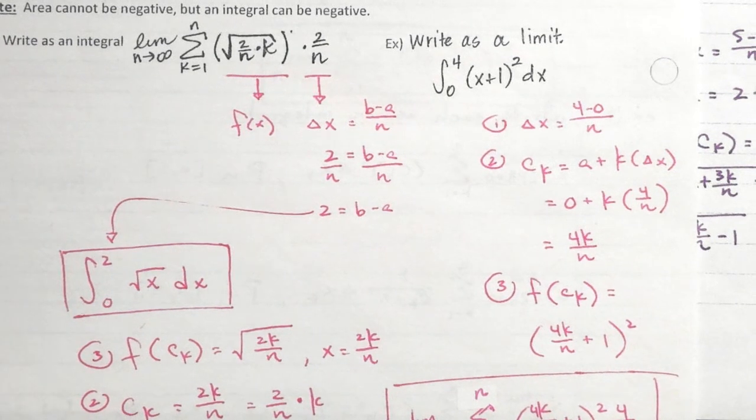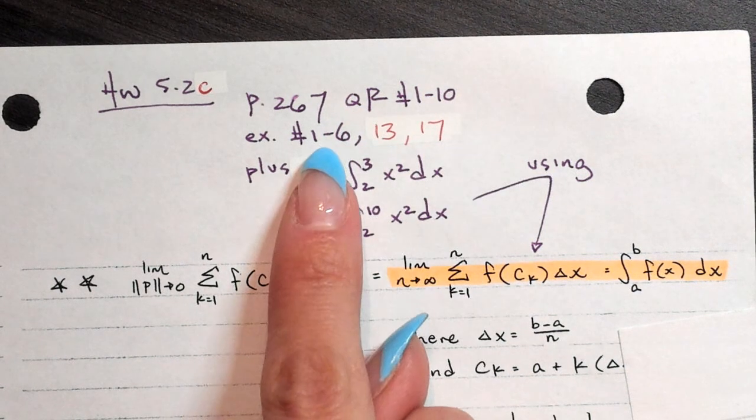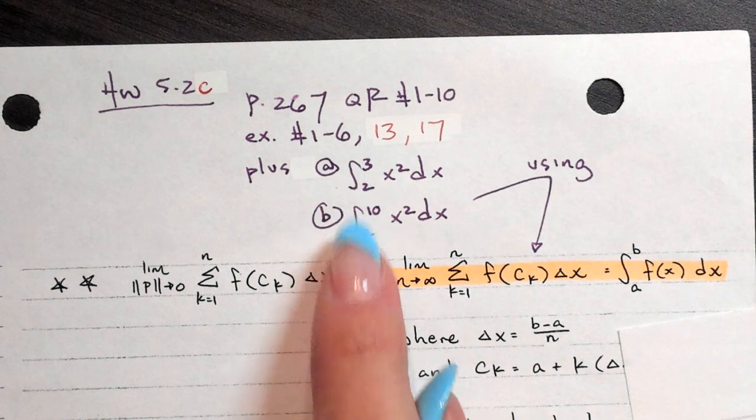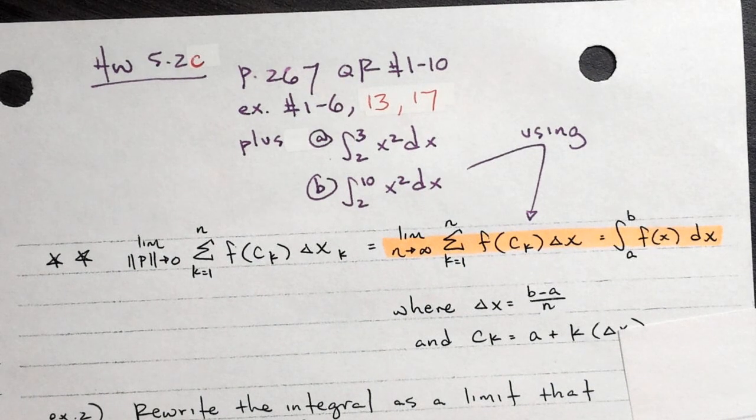Okay? Okay. So the homework was up here. You're doing a quick review 1 through 10, and you're doing these problems, and also A and B using this formula, using that 1, 2, 3 method. Okay? So give it a try. You can do it.